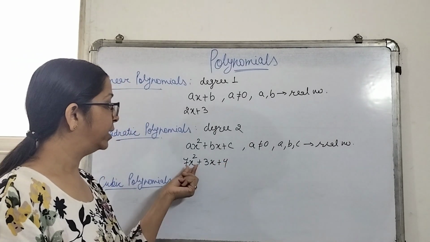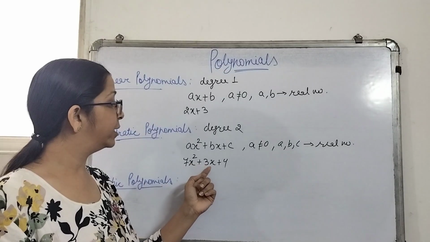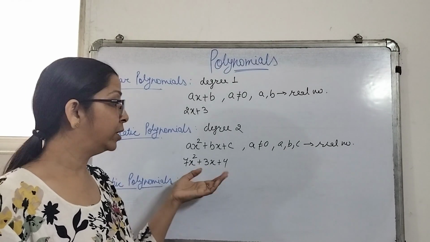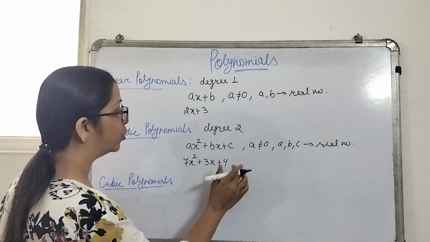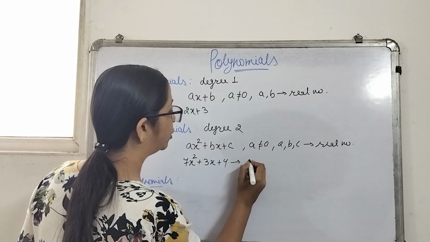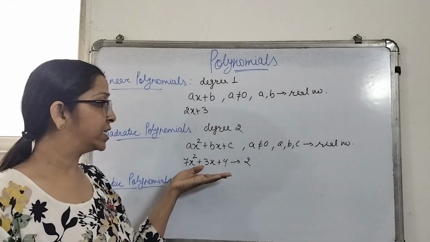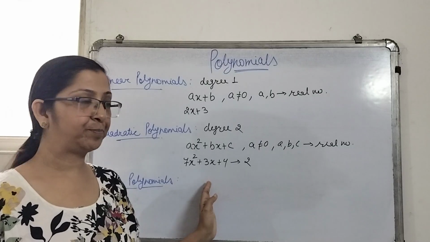Here we can see that in this term the power of x is 2, here the power of x is 1, and here there is no variable part. So the highest power, or the highest exponent, of the whole terms is 2. That's the reason the degree of this polynomial is 2, and such polynomials are known as quadratic polynomials.